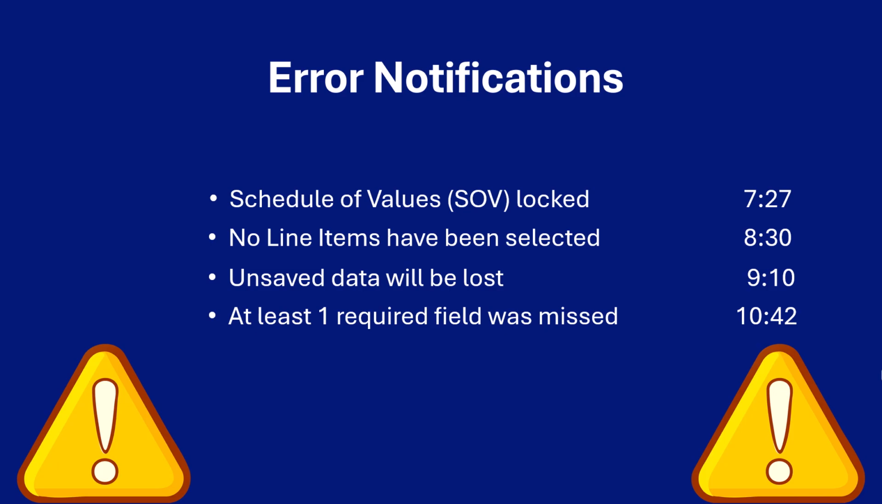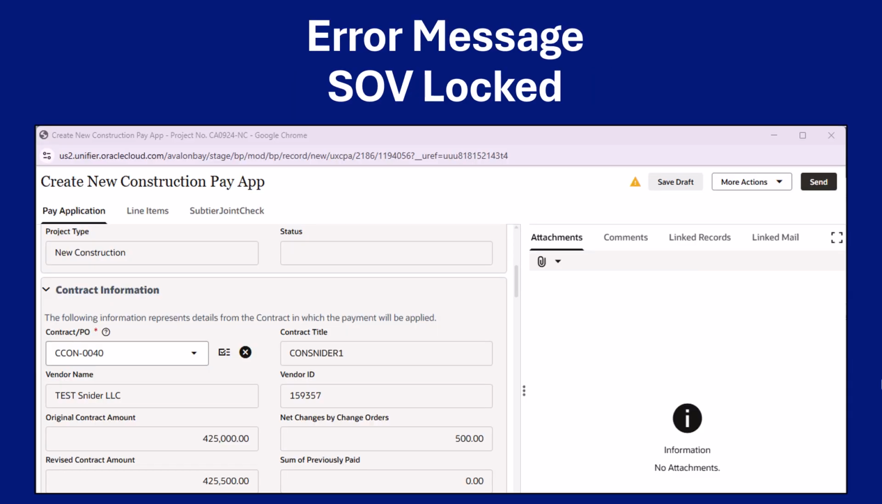In this section, we will review errors you may encounter when submitting a construction pay app. SOV locked. No line items have been selected. Unsaved data will be lost. You have missed at least one required field. In this section, we will review the SOV locked error.